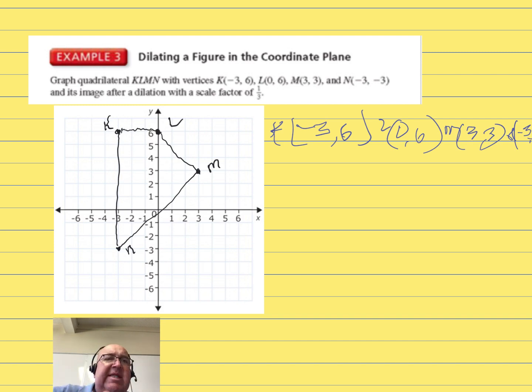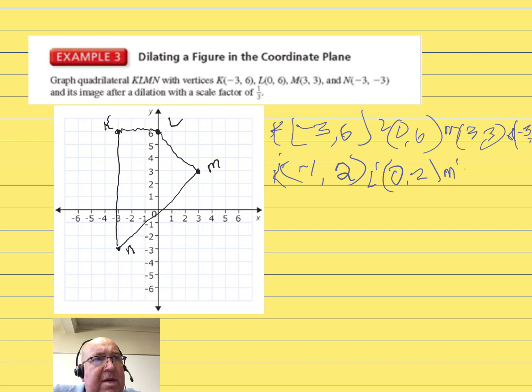So we're going to make this smaller, and it's going to be about the origin. 1/3 of negative 3 is negative 1, and 6 is 2. So our K prime is negative 1 and 2. Our L prime is going to be 0, 2. Our M prime is going to be 1 and 1. And our N prime is going to be negative 1, negative 1. So we're going to go ahead and plot those points.